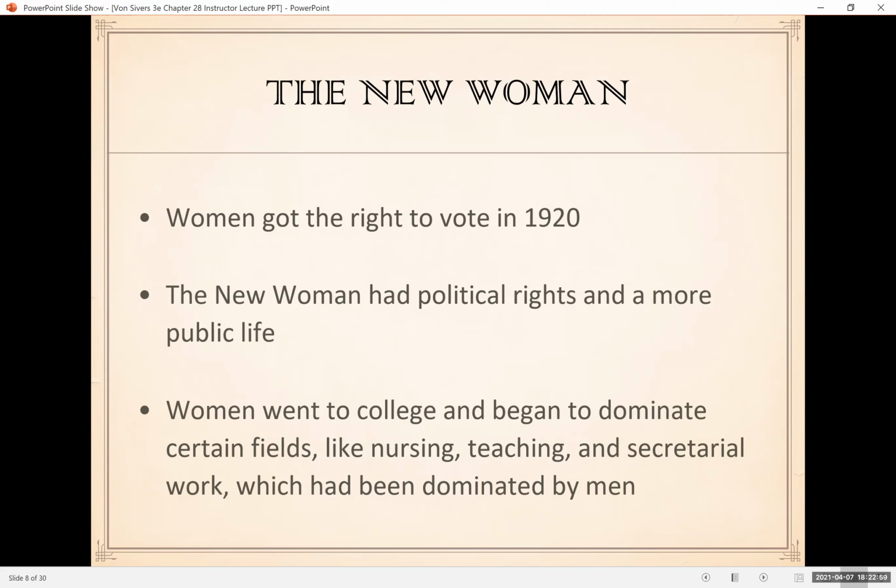But understand that while we're saying here that women are going to college and dominating certain fields, they weren't at all in any other fields, practically. Medicine, law, you didn't see women in those fields hardly at all.